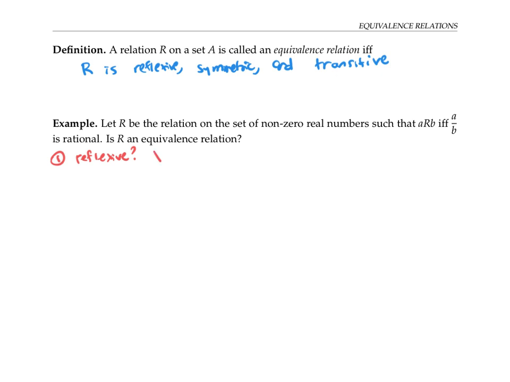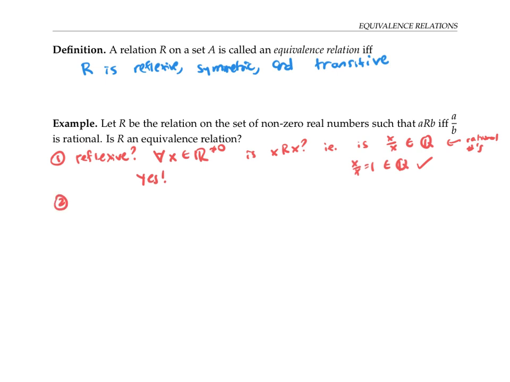So we need to check for all non-zero real numbers x, is it true that x is related to x? That is, is it true that x over x is a rational number? I'll write that as being an element of Q. Here, Q is the set of rational numbers. Well, remember, x is not 0, and so x over x is just 1, and that's definitely a rational number. So yes, it's reflexive.